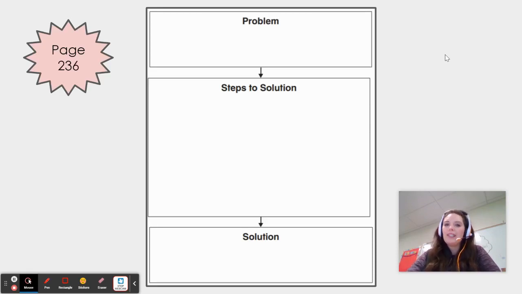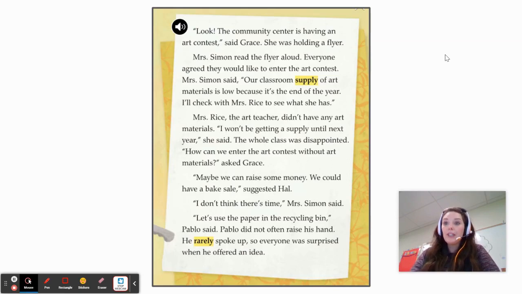Hopefully, you just listened to the story, The Art Project. Now we are going to use our graphic organizer on page 236 to outline the problem, the steps to the solution, and the ultimate solution. Follow along with me. Here is the first page in the story. I'm going to reread this first page and think about what is the problem the class is having.